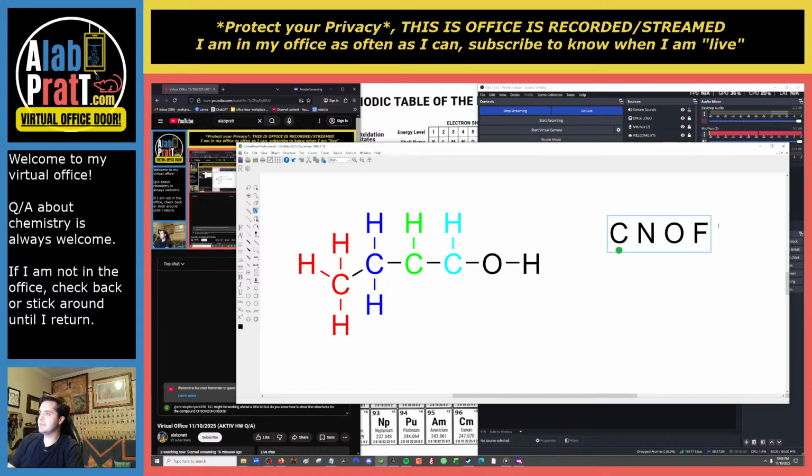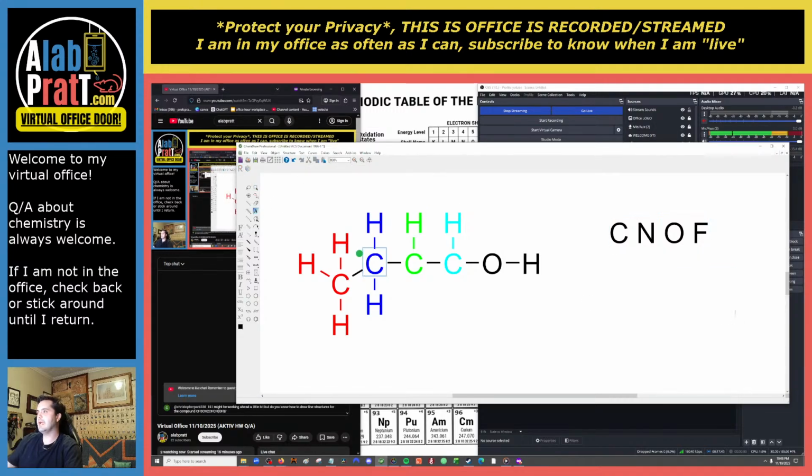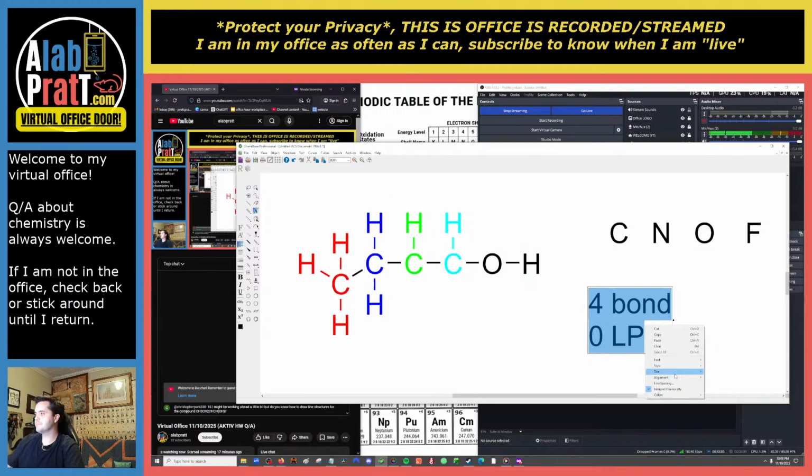But carbon typically has, ChemDraw's like, what are you doing? Do not interpret chemically, please. And so for carbon, this is typically 4 bonds, 0 lone pairs. That is typically what carbon does. And then when we go to, this is just so awkward. Let's space these out a little bit, and bring it down a little bit in size.